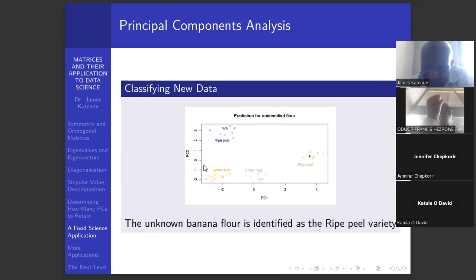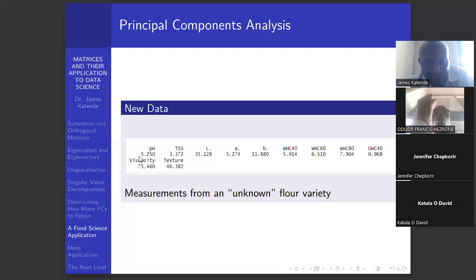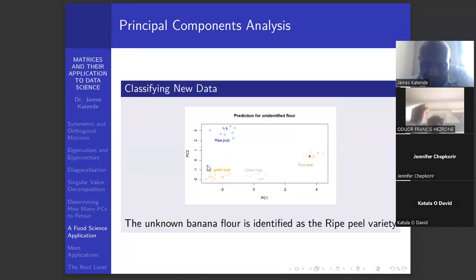So I created some new data point here. I projected it onto the first two principal components, and it landed on this red spot. This is a new data point that we didn't know, we couldn't classify. But after projecting it, it appears to be this ripe peel variety. So this is the essence of it.